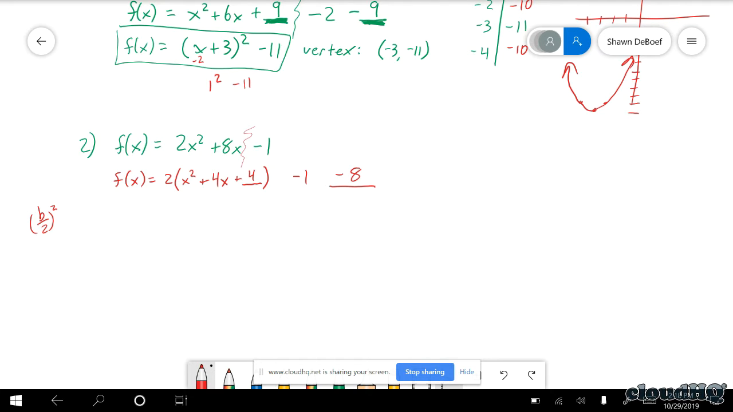I anticipate that catches you off guard. Why would I put an 8 there instead of a 4? The reason is, look in front of the parentheses, there's actually a 2 there. We have a multiplier of 2. Whatever I put into the parentheses, the 4, actually got doubled. So in total, I actually added 8. So I have to subtract 8 also. So if there's a number I factored out, be careful of that.